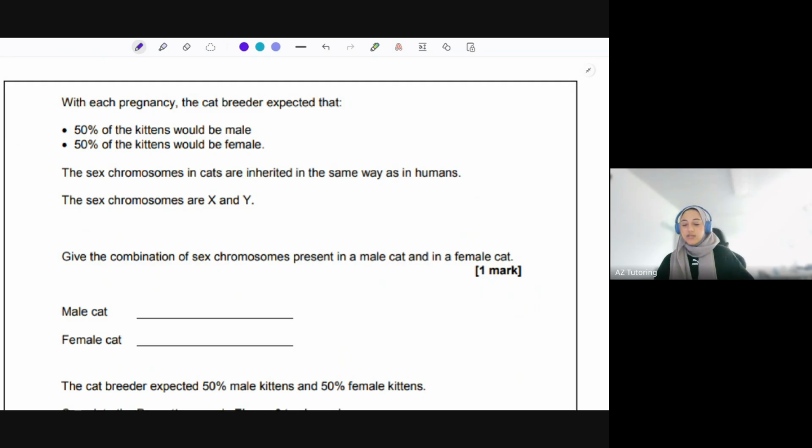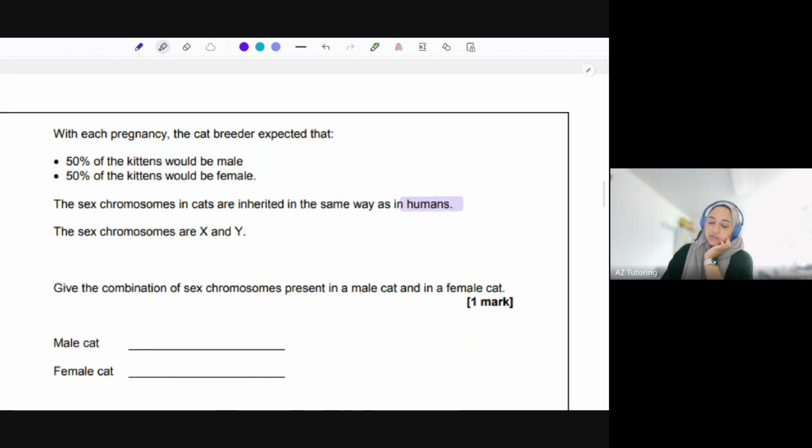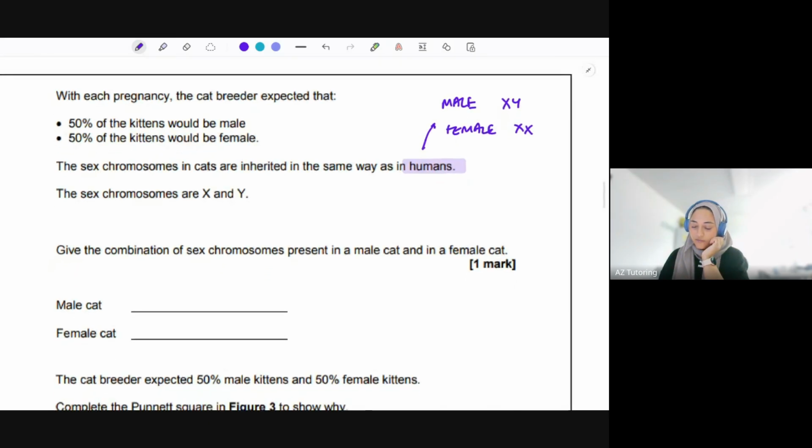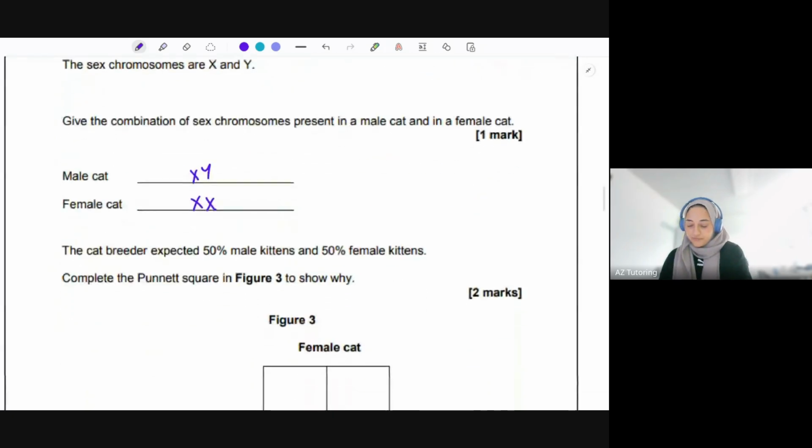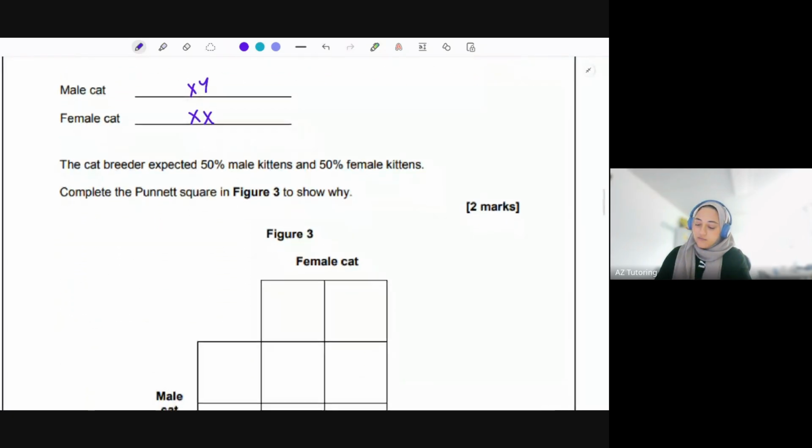Okay, so with each pregnancy, the cat breeder expected that 50% of the kittens would be male, 50% would be female. The sex chromosomes in cats are inherited in the same way as humans. So this is quite important. In humans, you know that male is XY and female is XX. So that's the reason why they told you that sentence. It's told you the chromosomes are X and Y, give the combination of the chromosomes present in male and female. So even though it's talking about cats, it's the same thing you've learnt. So male being XY, females being XX.